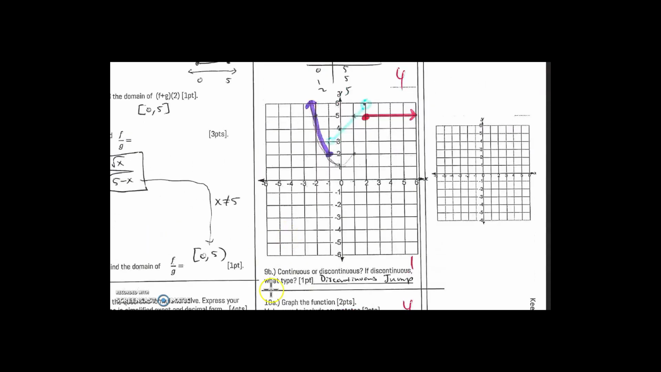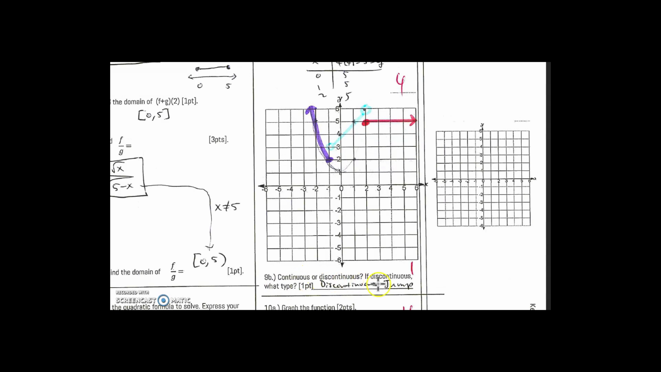This problem above, number 9b, says continuous or discontinuous. If discontinuous, what type? So it's discontinuous because I pick up my pencil to go from the purple to the blue. And then it's a jump because there's a jump right there.